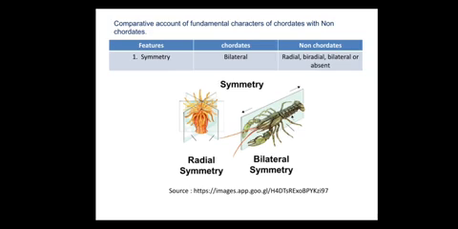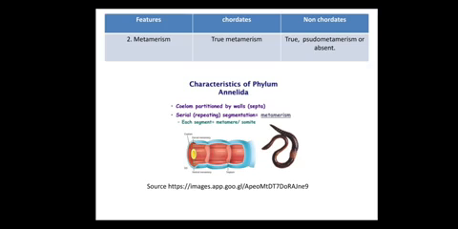In non-chordates, radial symmetry is there, bilateral symmetry is there, and biradial symmetry is there. So what is radial symmetry? Radial symmetry is the arrangement of the body parts around the central axis. And biradial symmetry is the combination of both radial symmetry and bilateral symmetry.